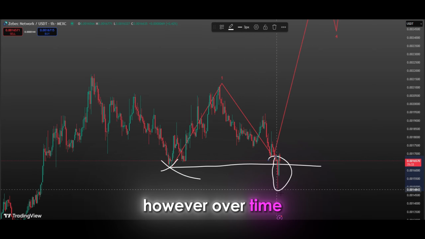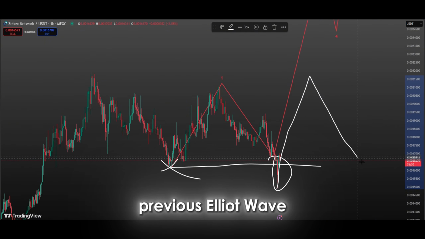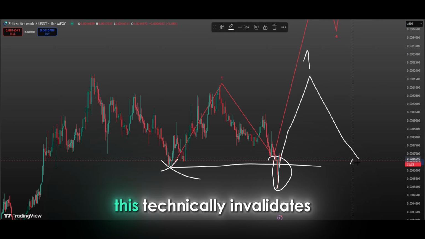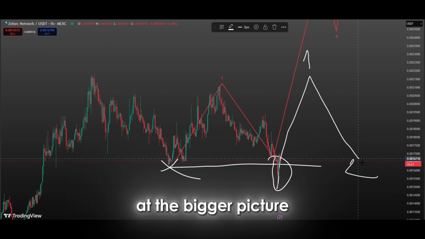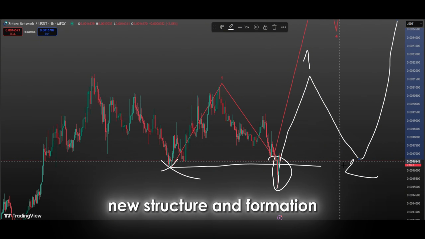However, over time, price movements clearly showed a break below this level, indicating that the previous Elliott wave structure is no longer valid. Although this technically invalidates the existing scenario, when we look at the bigger picture, this breakdown presents the possibility of a brand new structure and formation.